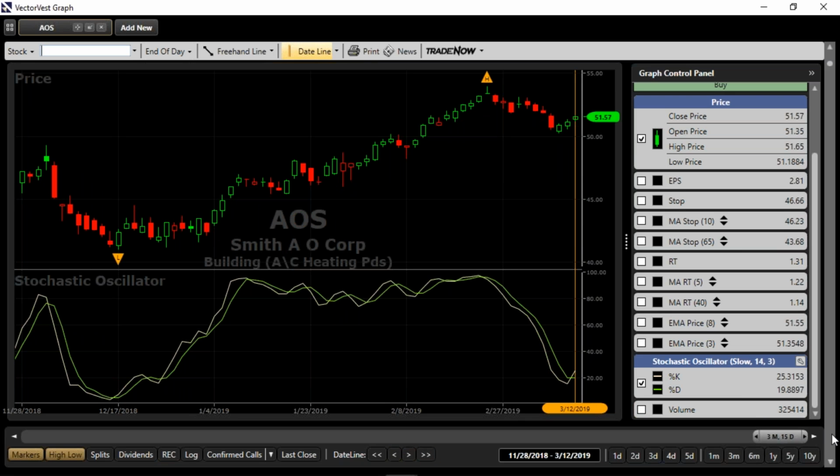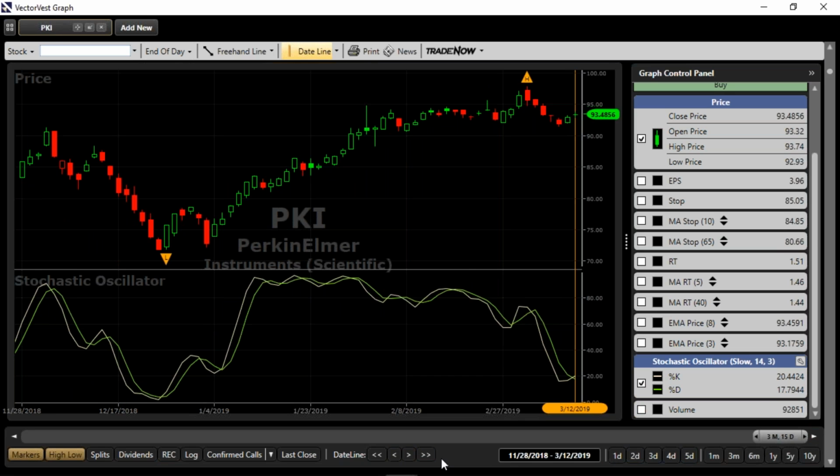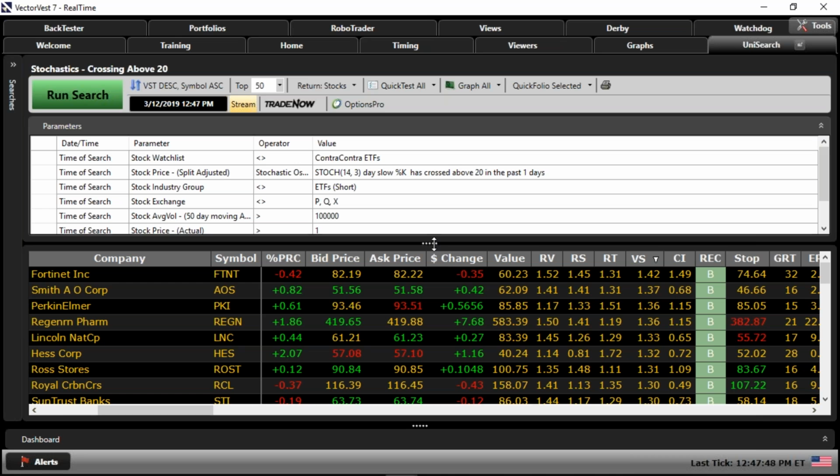Wow, look at this one. AOS. Did it first cross? So you can see the value of stochastics looking at %K. Did it first cross from below 20 yesterday to above 20 today? Yes. Right? So you could have gone through all 500 S&P 500 stocks. You would have found these, but it would have taken you a little while. Okay, and you can clearly see how easy that is and how fast that is.